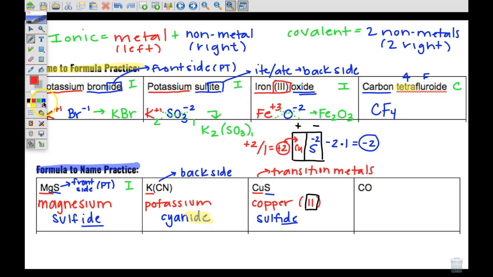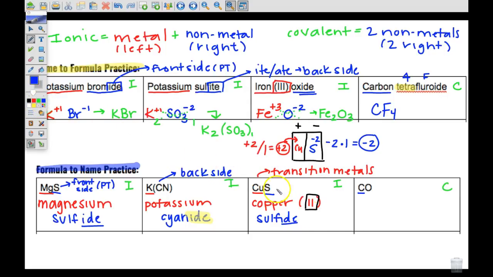In our last example, from going from formula to name, I still ask myself the same first question, and that is: is carbon, my first element, a metal or a nonmetal? And after looking at my periodic table, I see that carbon is on the right-hand side, which means that I am dealing with a covalent compound. These other two were ionic.